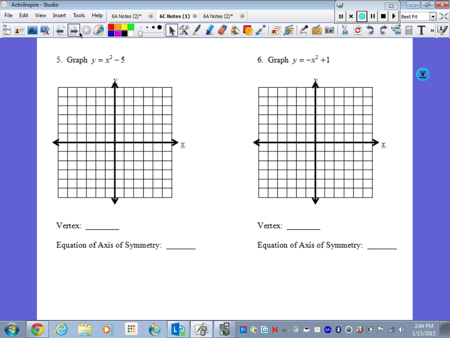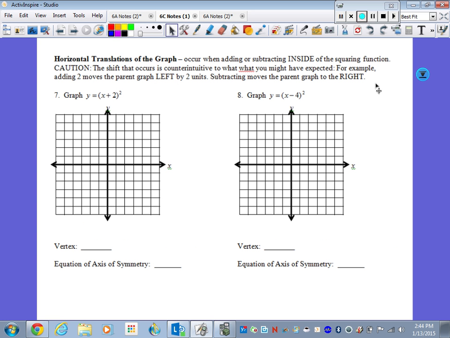So let's keep going. Now here's a horizontal shift. When you do that, you're changing x, not x squared. What happens when you change x is kind of the opposite of what you think. When you add 2, it shifts the graph left 2. And when you subtract, it shifts the graph right. The reason for that is to think of this as x minus a negative 2. So that's why it's shifting left. And this is minus, so 4 is plus. That's why it's shifting right.